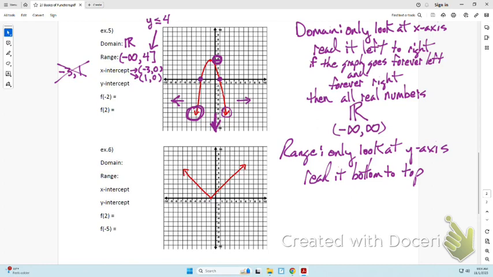The y-intercept, I kind of covered it up. It is right, let's erase. It is right there. It's at 3. So let's say (0, 3).